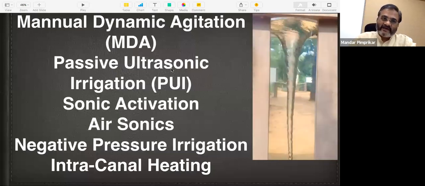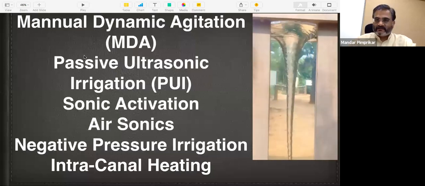So there are different ways with which you can do the activation. One is manual dynamic agitation. Then passive ultrasonic irrigation. Then sonic activation. Then air sonics. Then negative pressure irrigation. And the last is intracanal heating. So these are the methods with which you can activate your irrigants.